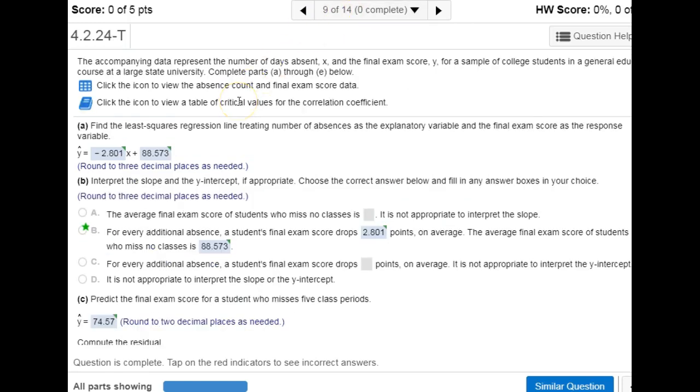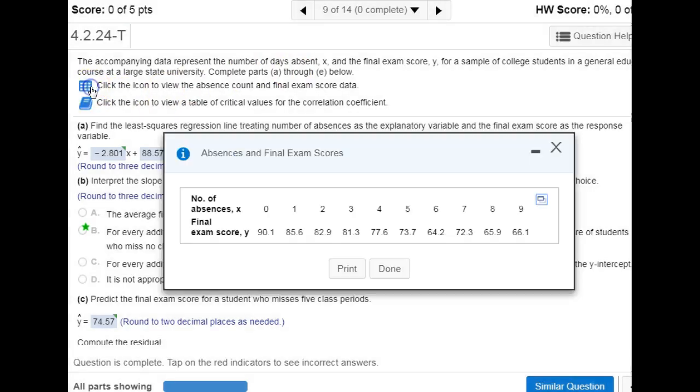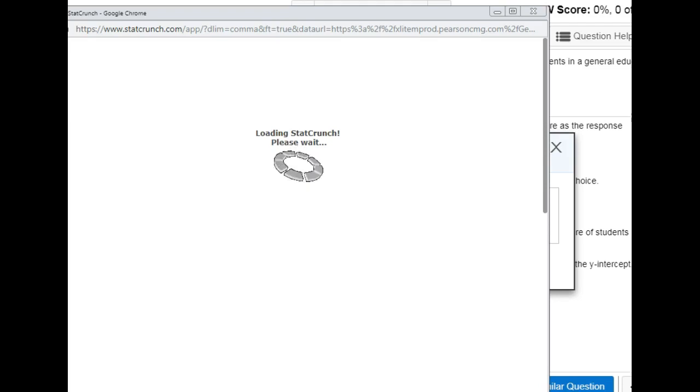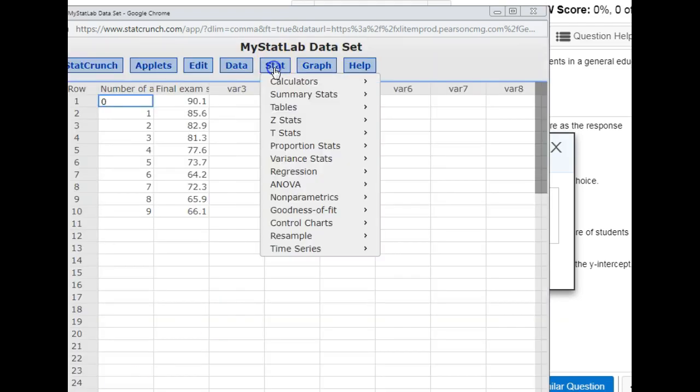Number 9, we're looking at the correlation here between how many days a student is absent and their final exam score is our response variable y. So we have our data. We're going to want to open that in StatCrunch. And we're going to use StatCrunch to find the least squares regression line.